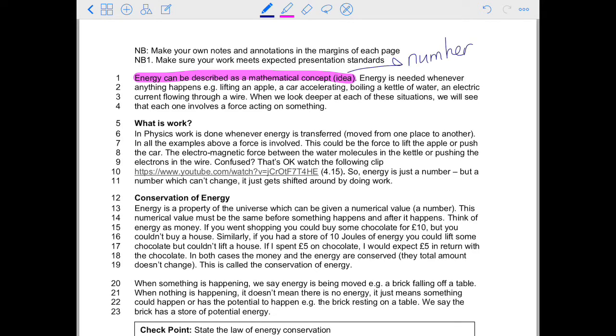So energy is needed whenever anything happens. For example, lifting an apple, a car accelerating or going faster, boiling a kettle of water, an electric current flowing through a wire. All of these things are something happening, which is a form of energy. I want you to think of something that you do on a regular basis that requires energy.